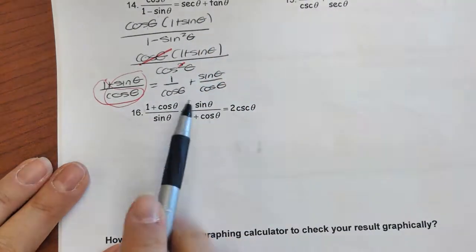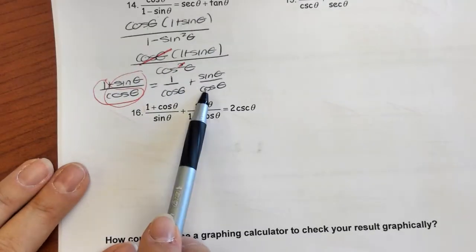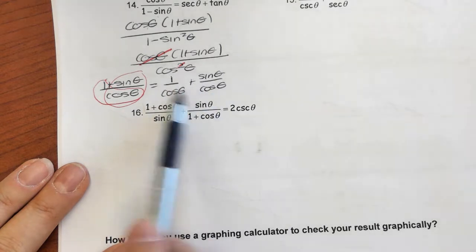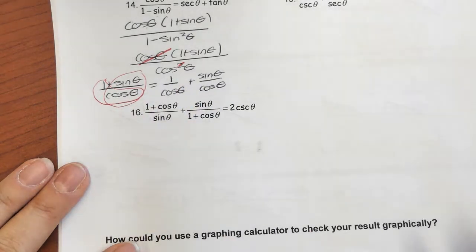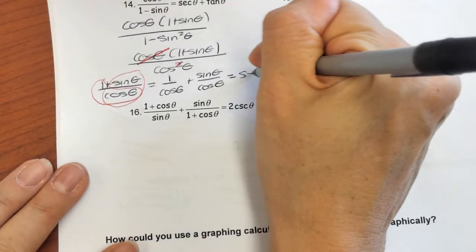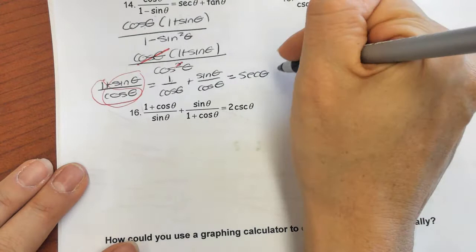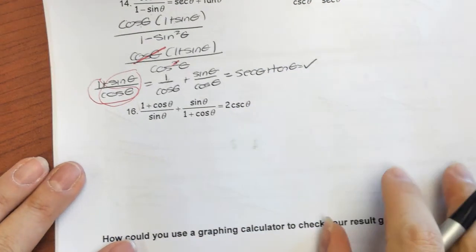This is basically the before I add, right? This is my common denominator. And if I added these two fractions, that's my common denominator, which is here, and that would be my top, 1 plus sine theta. But I know that 1 over cosine theta is secant theta, and I know that sine theta over cosine theta is tangent theta, which is what I wanted it to equal.